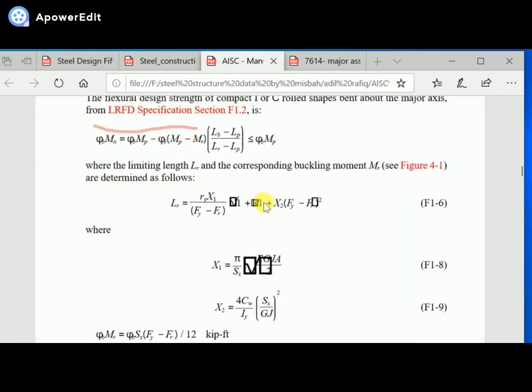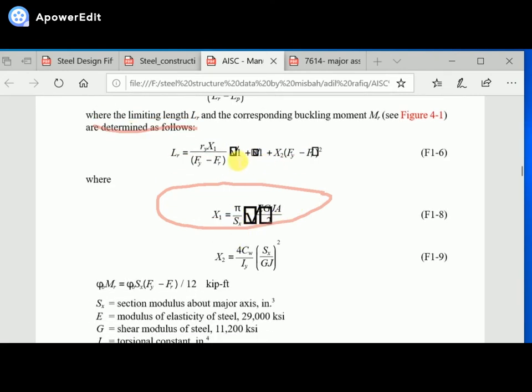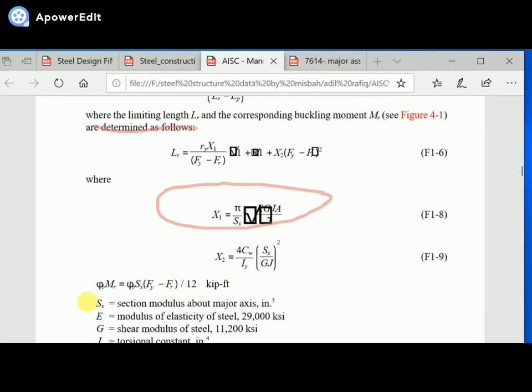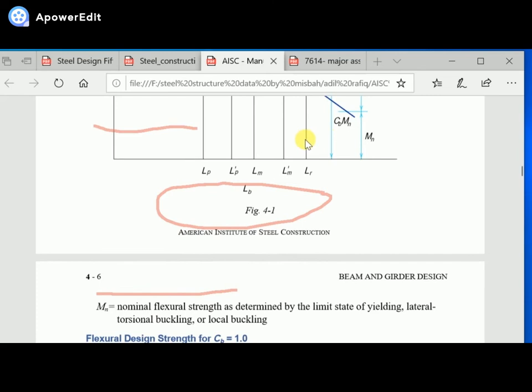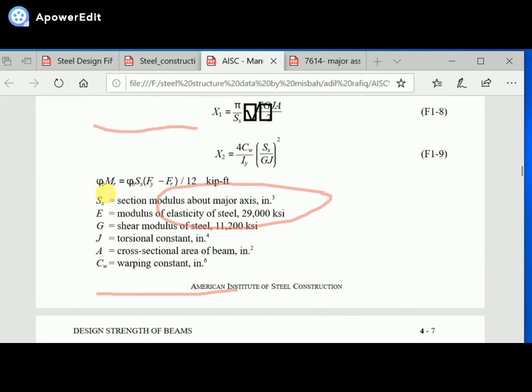Okay. What is LR? You will determine it from this formula, and these values can also be determined from tables, okay. So you have to use this formula. What are x1 and x2 which are used here, I will explain this, okay. The design strength in this zone will be this one: phi b MR, phi b Sx (Fy minus Fr), where Fr is 30%, you can say, okay.